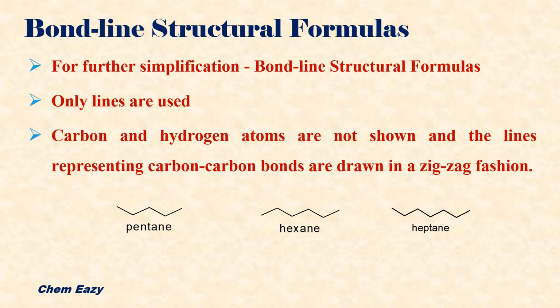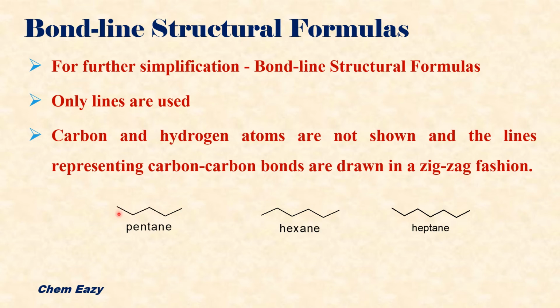Again, for further simplification, bond line structural formulas are used. In these bond line structural formulas, only lines are used. It means the carbon and hydrogen atoms are not at all shown, and the lines which represent the carbon-carbon bonds are drawn in a zigzag fashion. Here you can see this is the structure of pentane. So here only the lines are there in a zigzag manner.